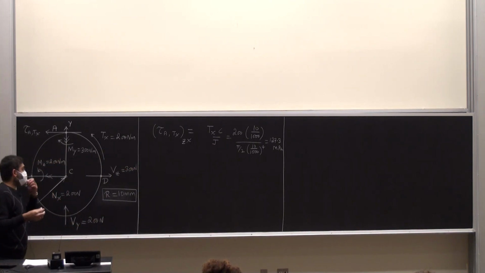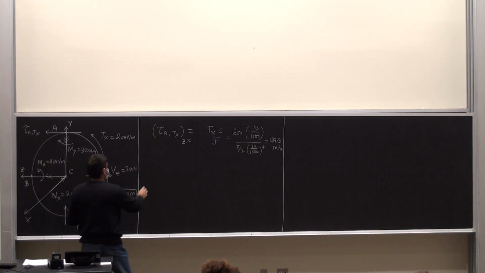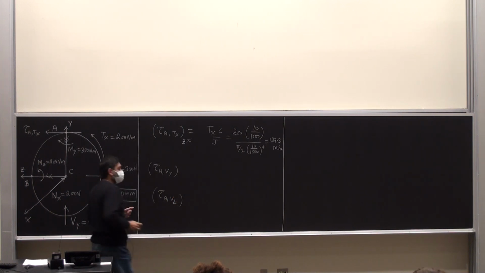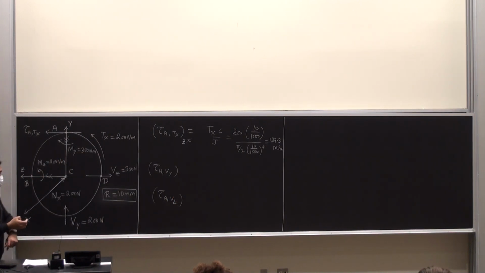Then we said, okay, shear stress at the point A due to the shear forces. What are those? I'm going to write them out. Tau A due to Vy, tau A due to Vz. Okay, two of them.